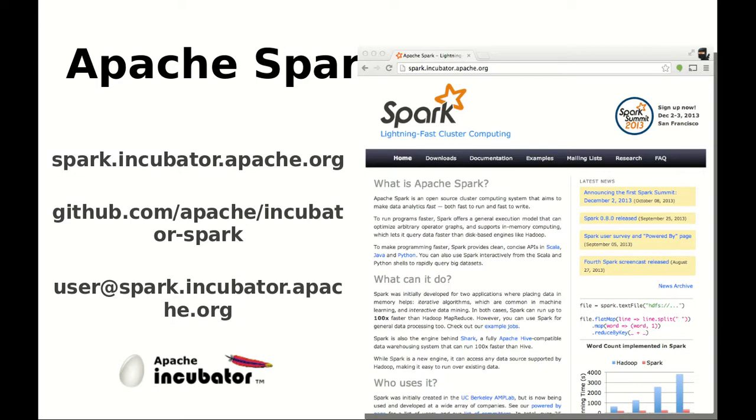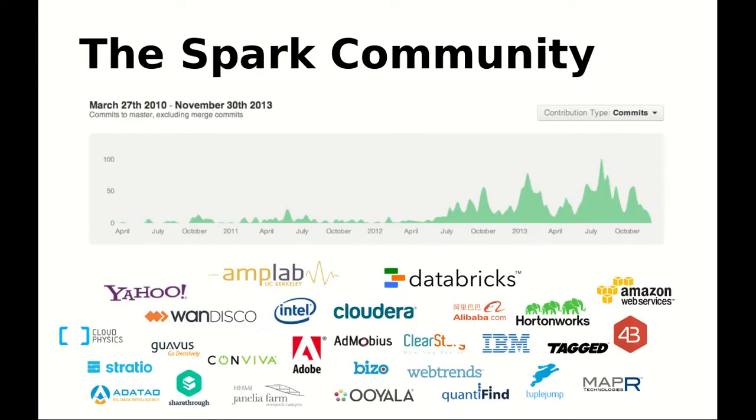Now we are going to discuss this. These are the Apache Spark community: Yahoo is there, AMPLab is there, Databricks is there, Cloudera is there, Amazon, and these are the companies currently working with and using Spark communities. So they are using Spark.